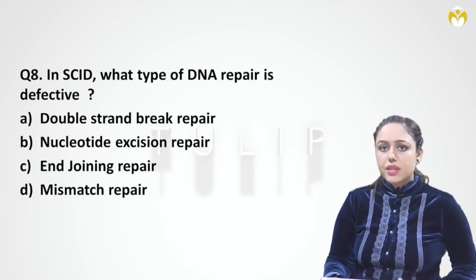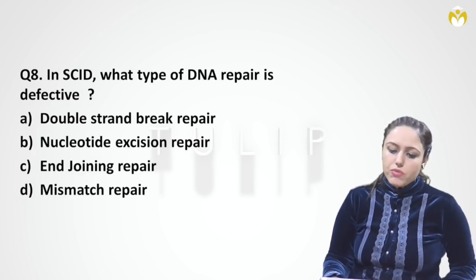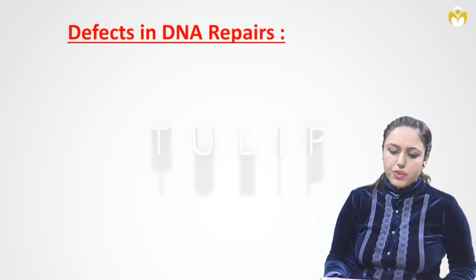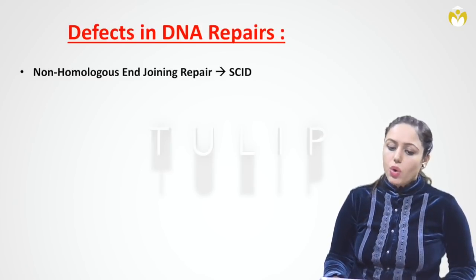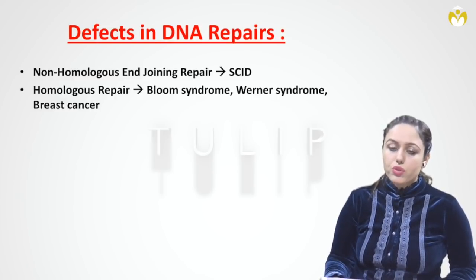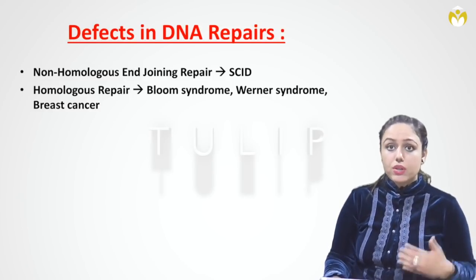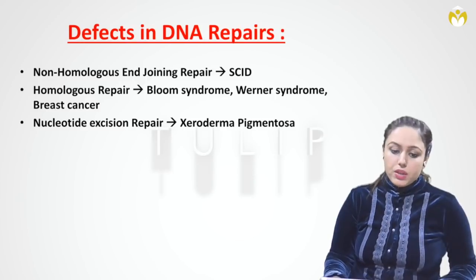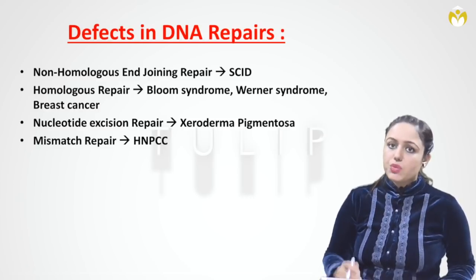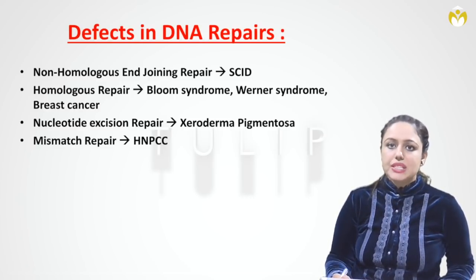Next question: in SCID, that is severe combined immunodeficiency, which type of DNA repair is defective? The answer is end joining repair is defective. So you can see all the defects which are commonly asked. Defect in non-homologous end joining repair is SCID. If defect in homologous repair occurs, then various syndromes are there: Bloom syndrome, Werner syndrome, and increased susceptibility to breast cancer can occur. Then nucleotide excision repair defect will lead to xeroderma pigmentosa, and mismatch repair defect will lead to HNPCC, that is hereditary non-polyposis colorectal cancer.